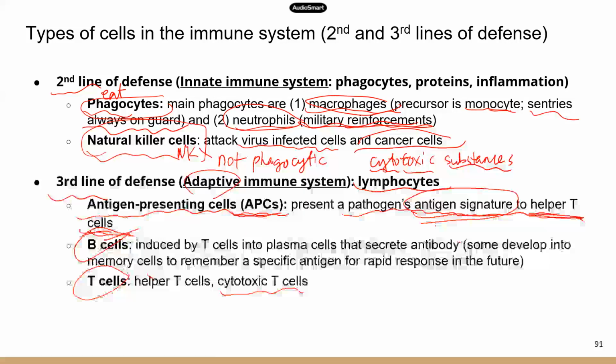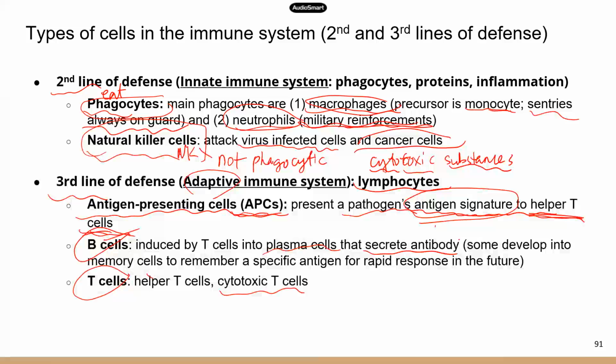Now, for B cells, I do want to point out that if you see the term plasma cells, that's just B cells, because there are different types of B cells. And the plasma cells are the B cells that can secrete, that can produce antibodies. There are different types of T cells, but I don't really think that you need to know the differences between the 3 types of T cells.